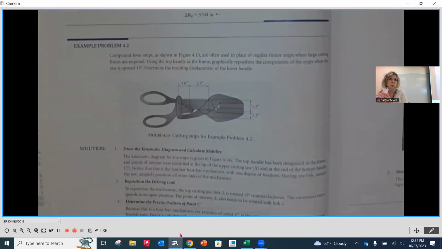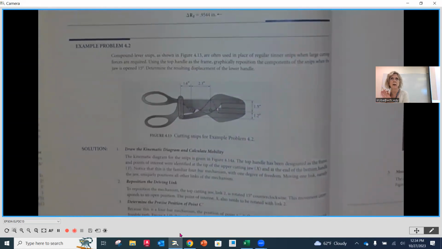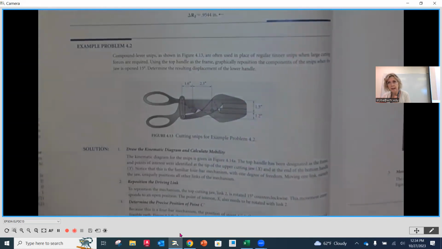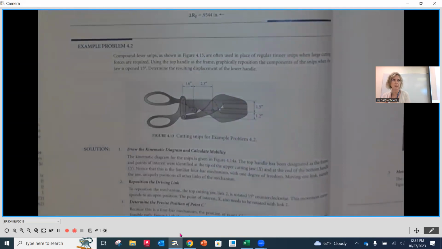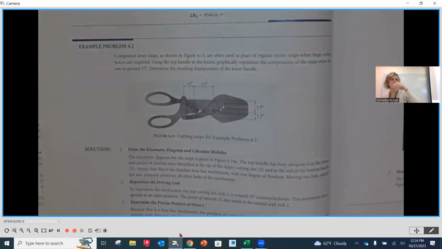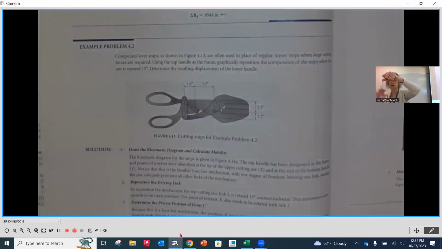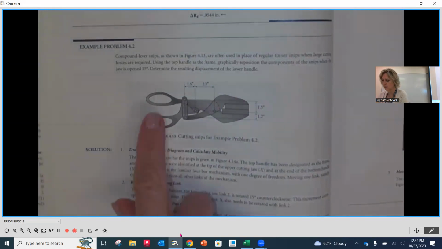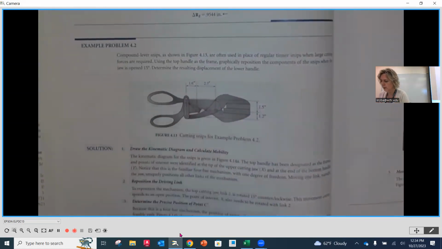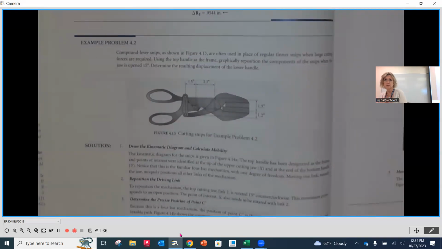So this is one of those tools like we had seen the last time, where it's not really bolted to anything. So now we've got to pick something that would make sense to be our frame. And that might be like we did last time, holding on to one of the handles and letting the rest of the tool hang. And that's what they're doing here as well. So this top handle, the top portion, is going to be considered the frame in this case.